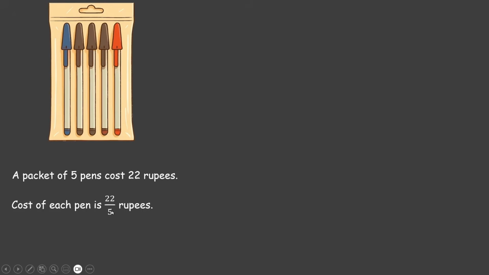Integers are 0, 1, 2, 3 and so on, -1, -2, -3 and so on. We cannot represent 22 by 5 in any natural number or a whole number or any integer. We can represent this quantity in fractional form. Let's take one more example.